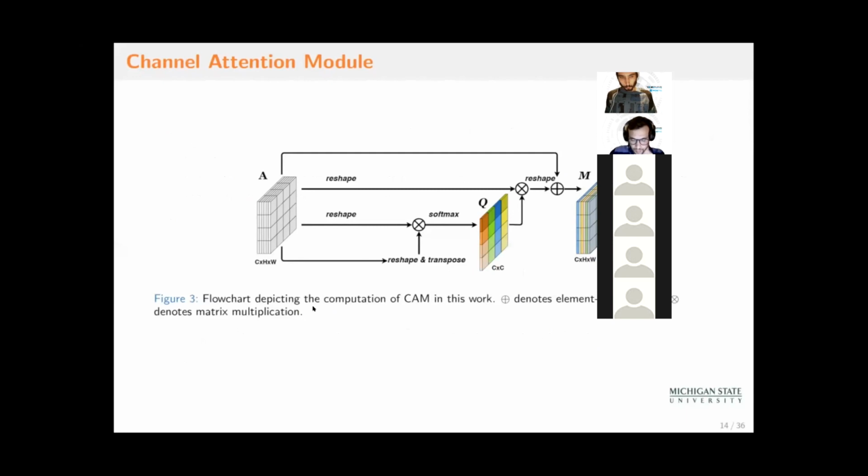For the given feature map A, first we perform the reshaping and the transpose operations, and then we multiply back with the input feature map A. After that, we apply the softmax operation to get the channel attention map. Then this channel attention map is multiplied with the input feature map A to get the refined feature maps.